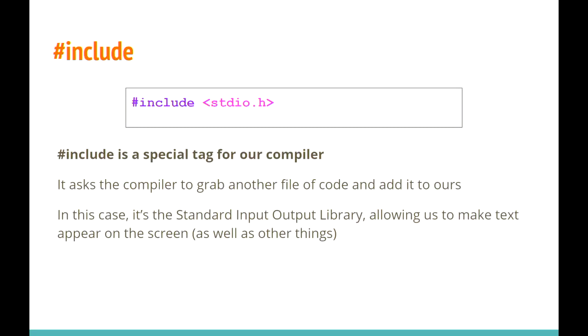So this one tells our compiler to grab stdio, which stands for standard input output, which is a library. Library is a keyword. We'll talk about libraries later. It's basically another chunk of program that allows us to read information from our user and display information to our user.